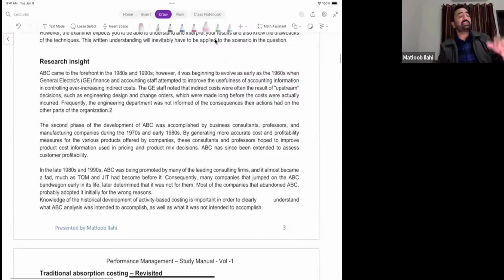Okay, so this is the research insight. This is the reading for you. You can go through how the ABC method has been developed over the years.